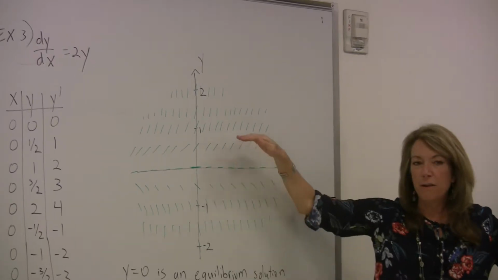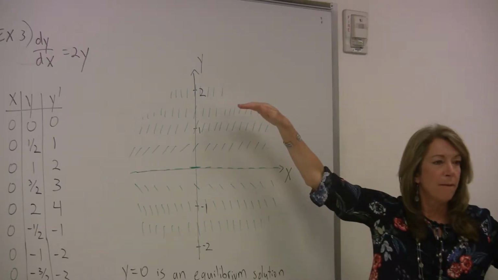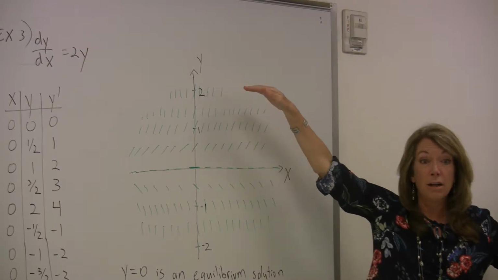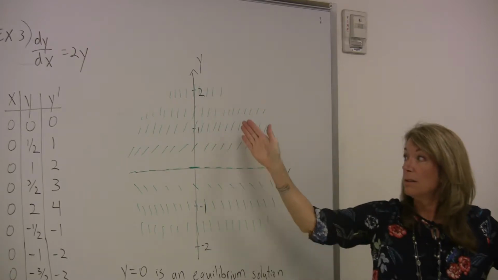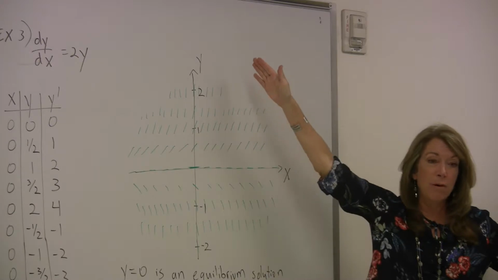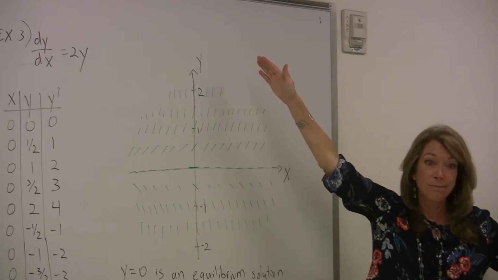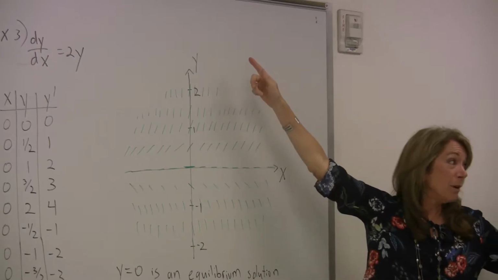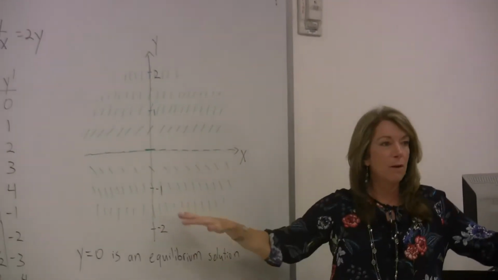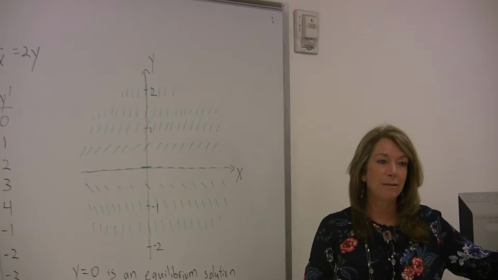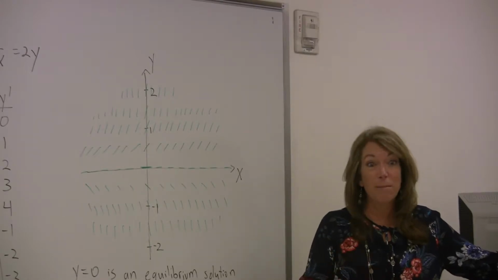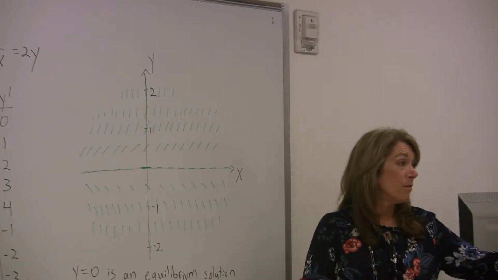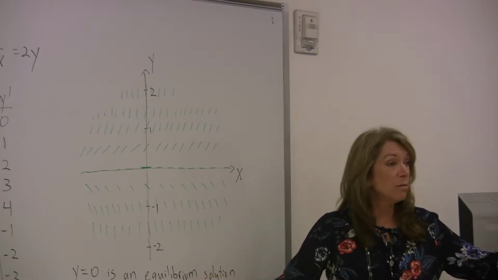What happens as I go further and further up though? The slope keeps getting bigger and bigger and bigger. Right, there's a slope of 1, 2, 3, and 4. If I keep going up, am I getting closer to 0? No, so there isn't going to be another equilibrium up here. They're just going to keep getting steeper up there. Same thing down here. The more I go down, the steeper they're going to get. They're getting closer to vertical, but nowhere near 0. So this is the only equilibrium solution.